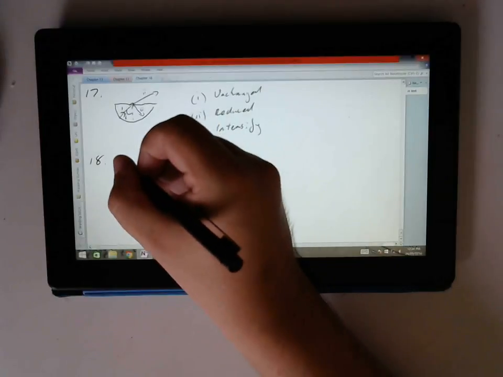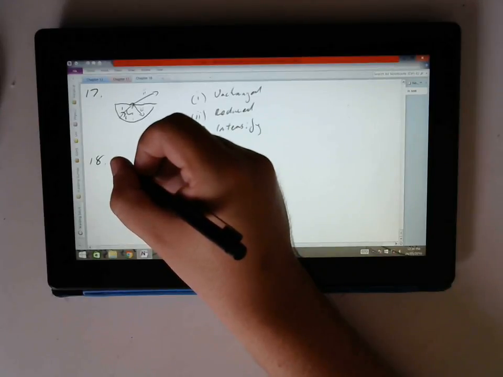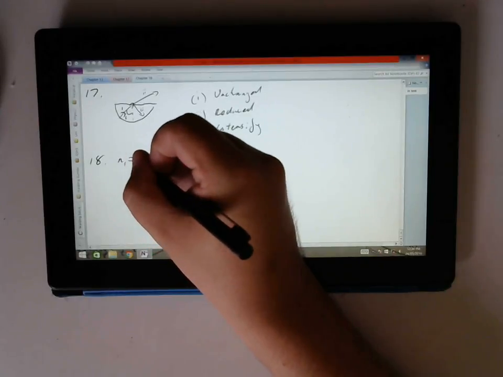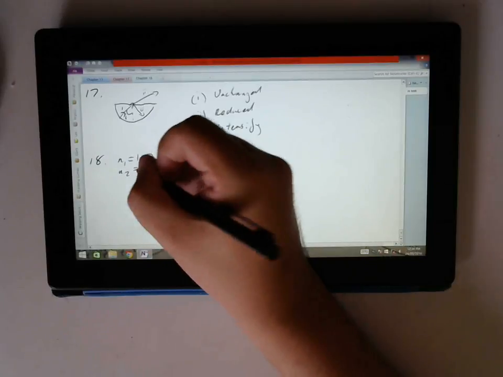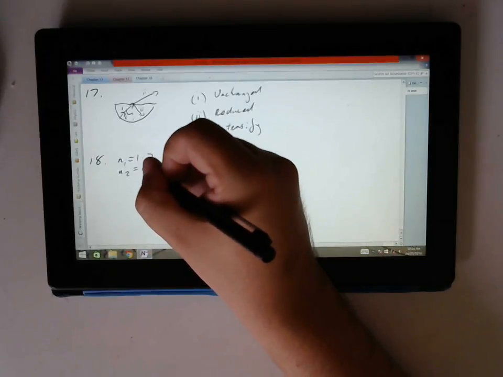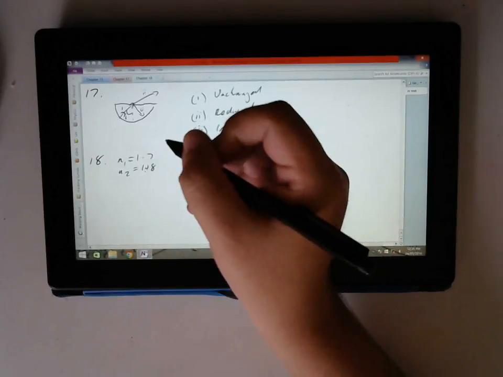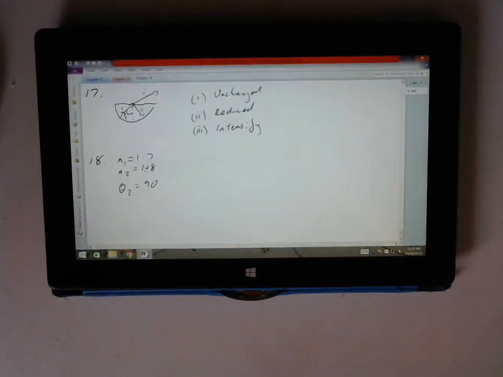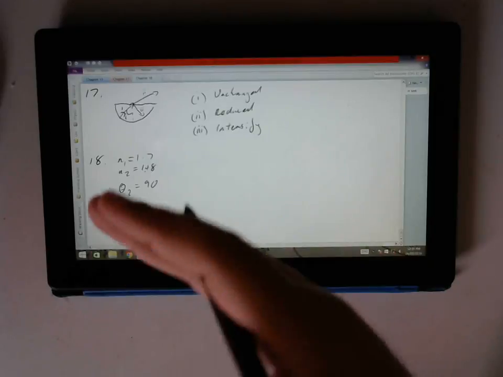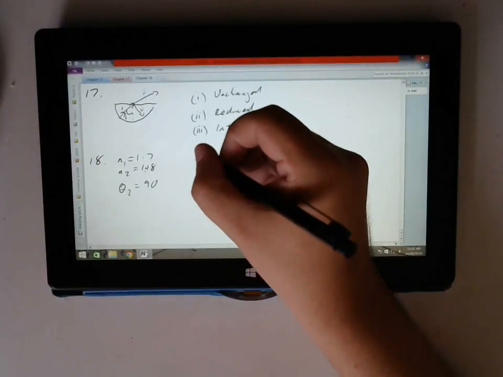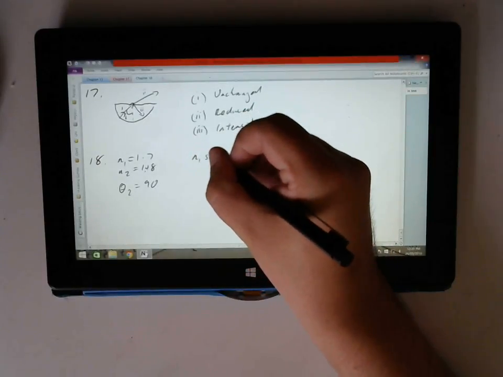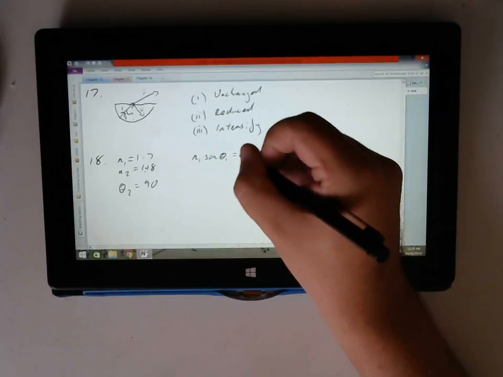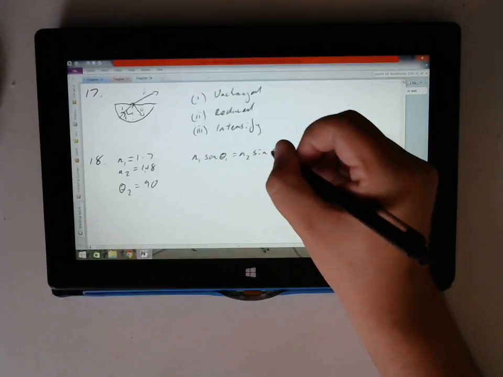So one, let's list what we have. N1, because that's where our light is starting, is 1.7. N2 is 1.48. We want to know what is the minimum angle, so we need to know what happens when theta 2 equals 90 degrees. That way we get the minimum angle, or we could have used that derived one we had before. I'm going to use Snell's law and just do it from first principles. So N1 sine theta 1 equals N2 sine theta 2.